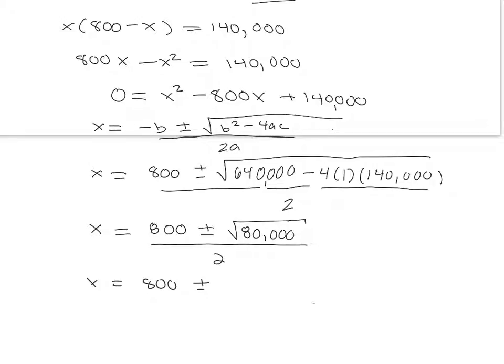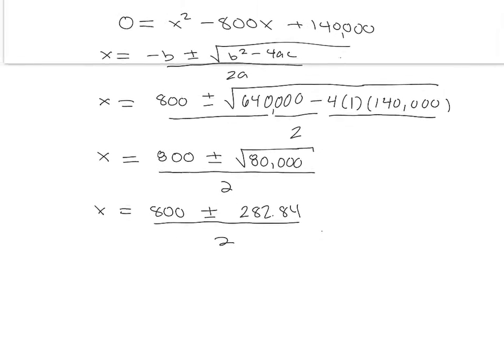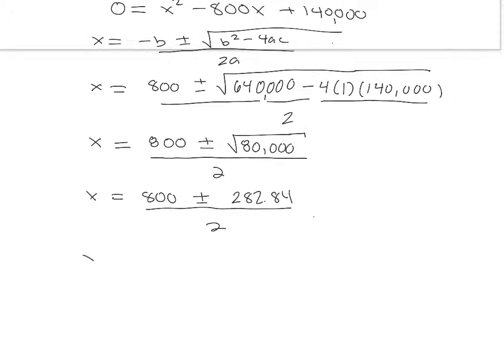Do you guys agree with that? 282.84? I got a different answer for underneath this. Oh, look at the retake, sorry, my bad. Yep, 282.84. All right, so one answer is 1,082.84 over 2. The other answer is 800 minus that 282.